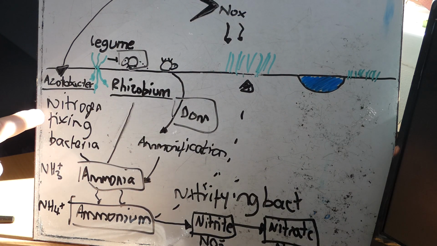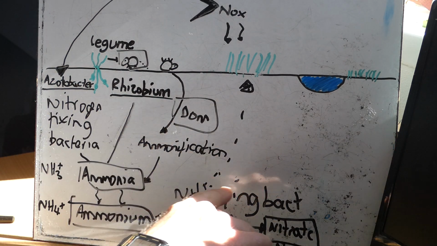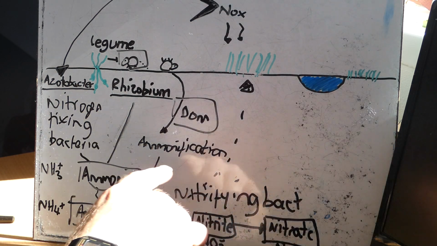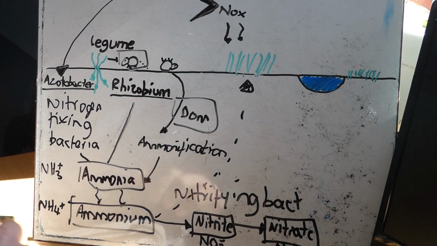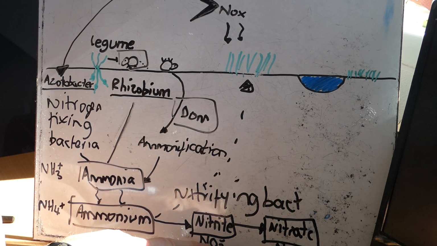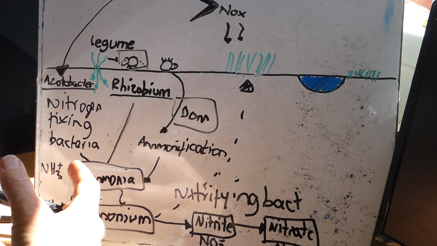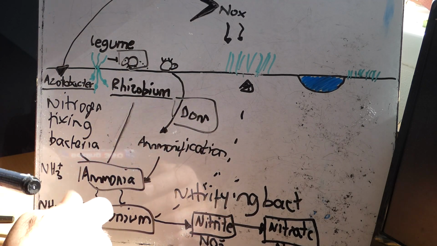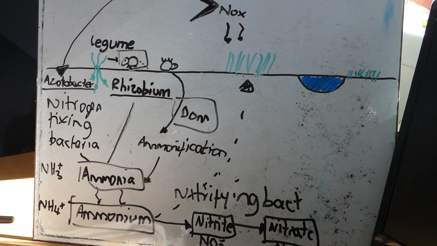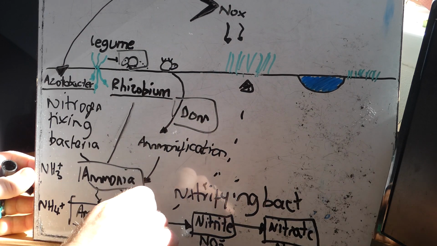So nitrogen fixation over here is done by nitrogen fixing bacteria. This is nitrifying bacteria doing nitrification. You can see oxygen here, NO2 minus, NO3 minus, so these are aerobic bacteria. Now, you do again need to know the names of these bacteria. The ones that convert the ammonium to nitrite are things like Nitrosomonas.